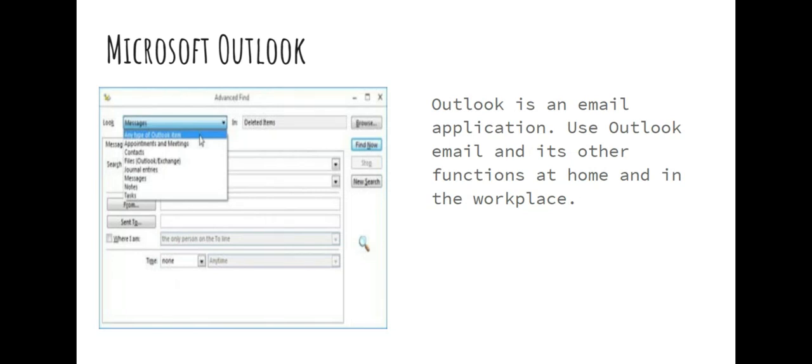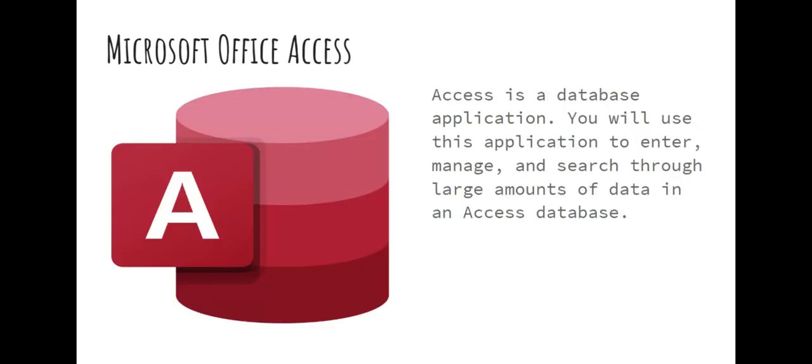Microsoft Outlook is an email application, which uses Outlook email and its other functions at home and in the workplace. Microsoft Office Access is a database application. You will use this application to enter, manage, and search through large amounts of data in an Access database.